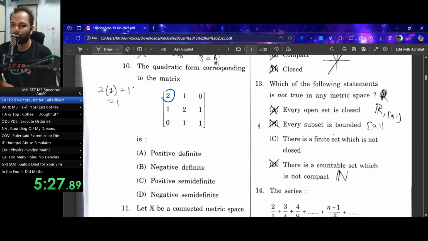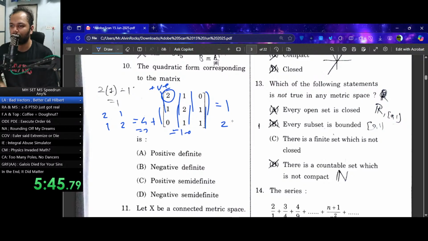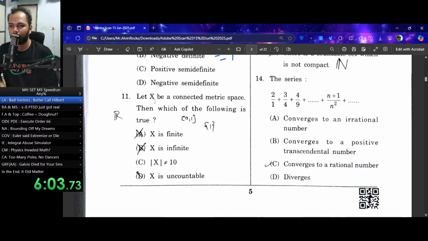Yes. 2 is positive. 2 cross 2, if we check all such ones. 4 minus 1, 3. Check all of them. Yeah, it is, like 1. Here also 1 minus 0. This one is also 2 minus 1, 1. So all are positive, and then 3 order determinant is 3 into 2 minus 1 minus 1. 1 into 1, so that's going to be just 2 minus 1, which is 1, so therefore positive definite. Right, moving on.